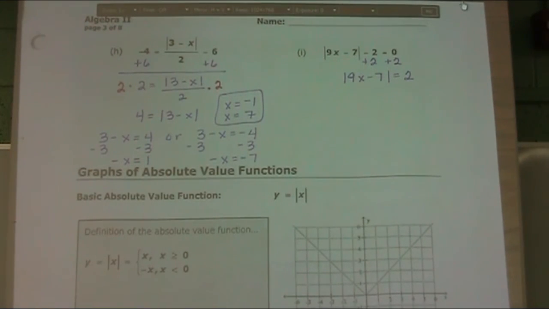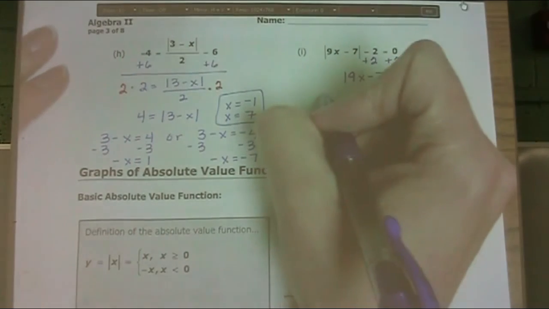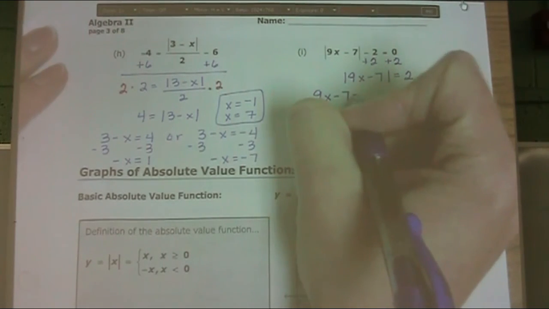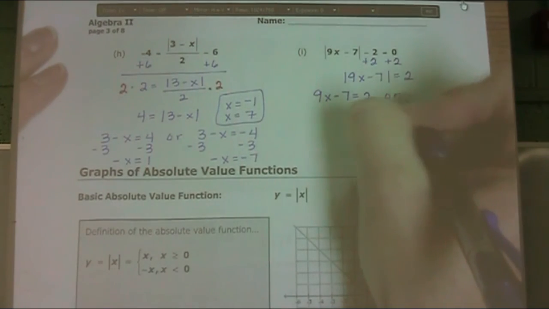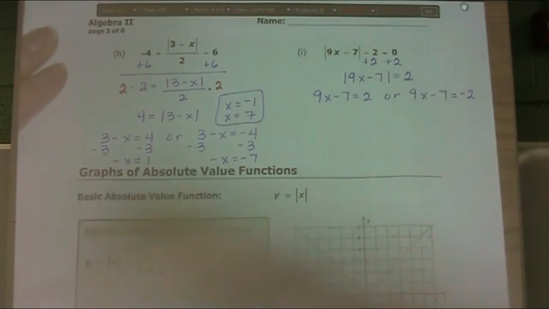This is the point, just so you know, to be technical. This is the point when we decide how many solutions we're going to have, that's when we drop the absolute value bars. We keep the absolute value bars until we decide 2, 1, or no solutions. Here we have absolute value equals a positive. We're going to have 2 solutions. So now I drop the bars, and I have 9x minus 7 equals 2, or 9x minus 7 equals -2.